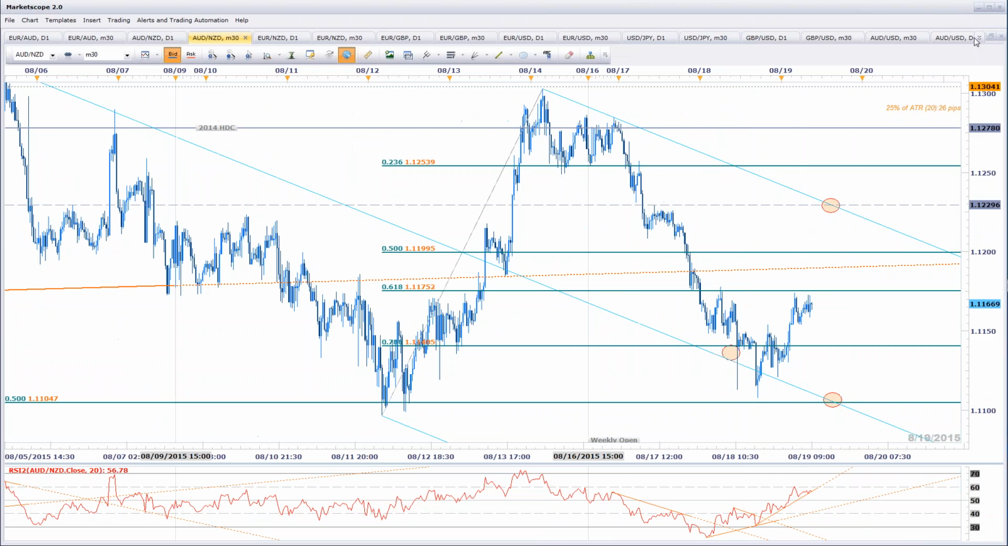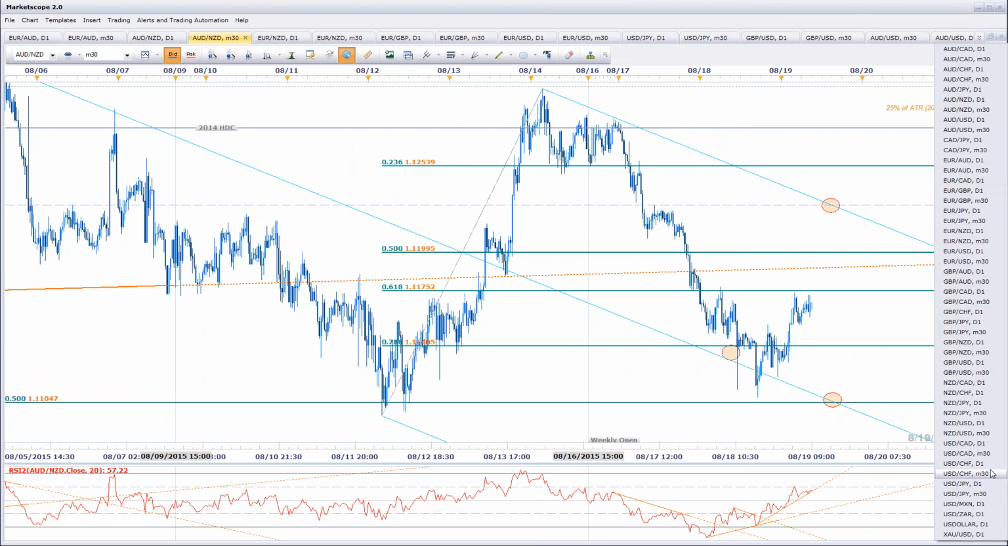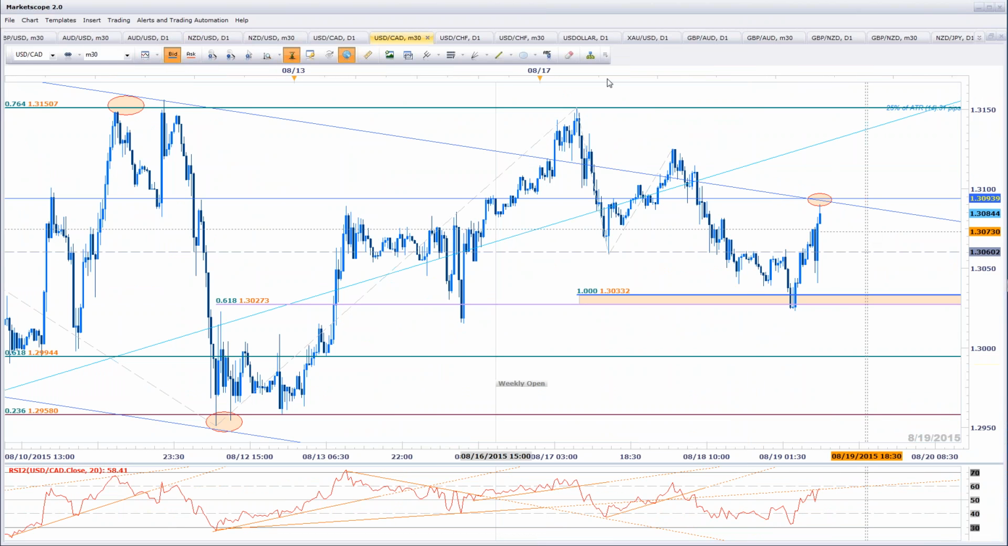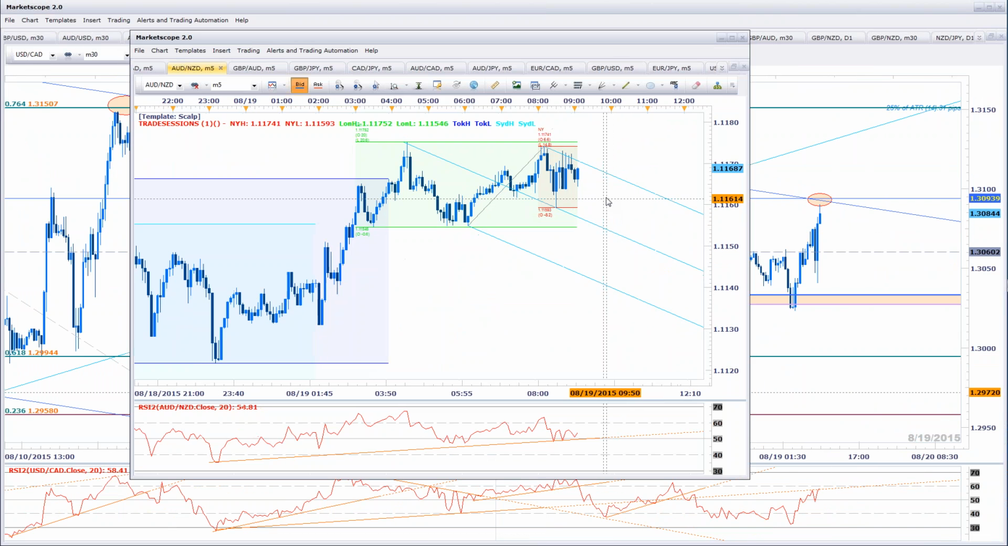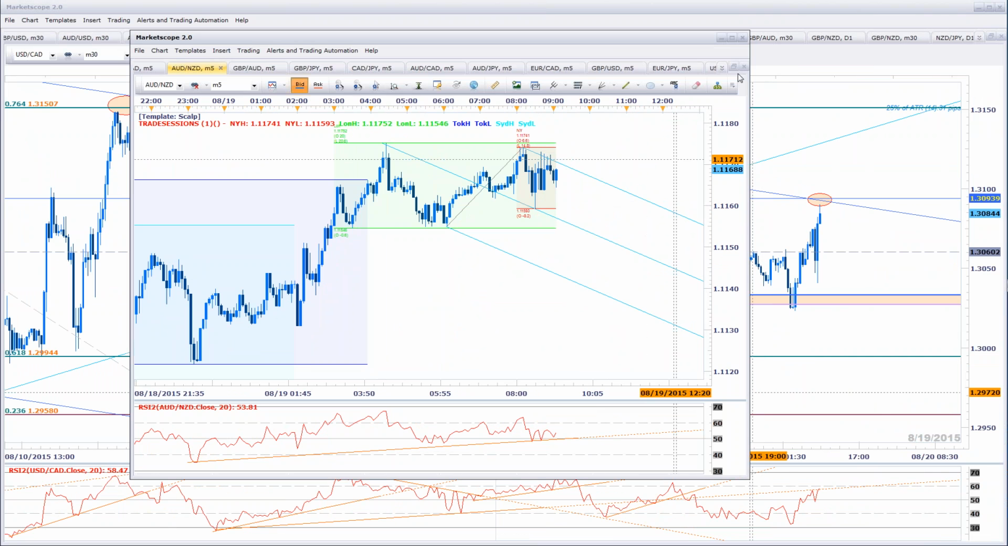And then it looks like, if I'm not mistaken, dollar CAD just stretched into it. Okay, so dollar CAD is approaching that region right now. Let's bring up that 5-minute chart again on dollar CAD. That might be a nice entry.